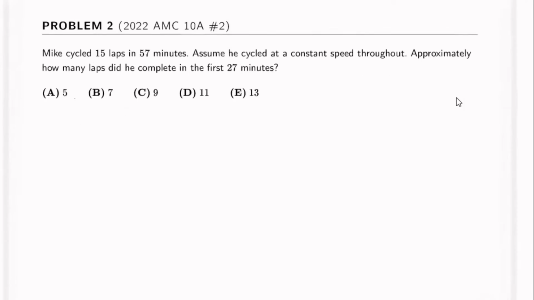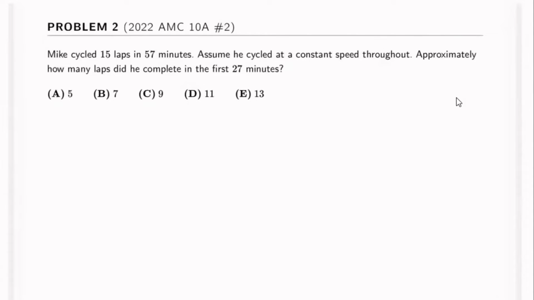So the second question is: Mike cycled 15 laps in 57 minutes, and then assume he cycled at a constant speed, approximately how many laps did he complete in the first 27 minutes? We can do this a couple of ways, but one thing is, 27 minutes is what we are interested in. I'm going to multiply this by a unit fraction, to cancel the minutes. So I will say this is going to be 57 minutes in the denominator, and then 15 laps in the numerator. You don't need it, but I just did it this way. And then the minutes are going to cancel each other, so we get the number of laps as the answer.